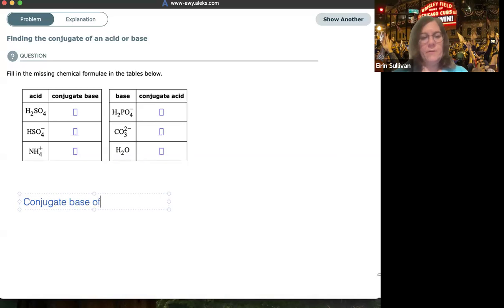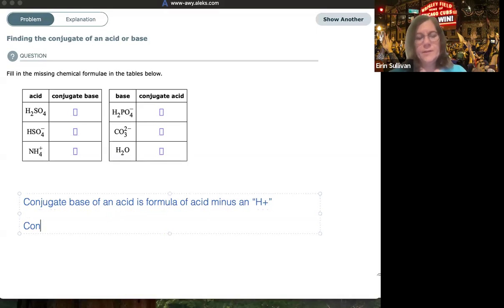conjugate base of an acid is the formula of the acid minus an H plus, because it has donated its proton, right? And we can do the same to work out the conjugate acid of a base. So that would be the formula of the base, plus an H plus.